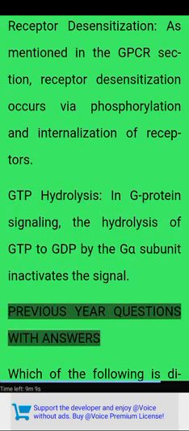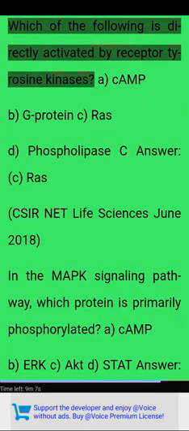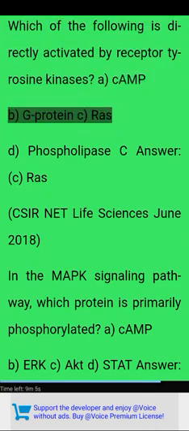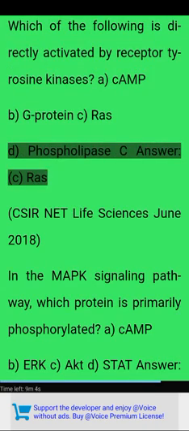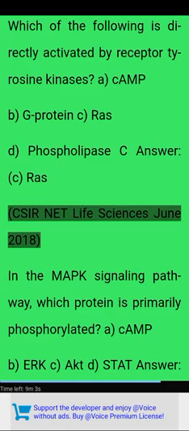Previous year questions with answers. Which of the following is directly activated by receptor tyrosine kinases? A. cAMP. B. G protein. C. RAS. D. Phospholipase C. Answer. C. RAS. CSIR NET Life Sciences June 2018.